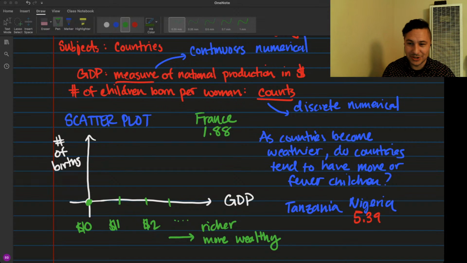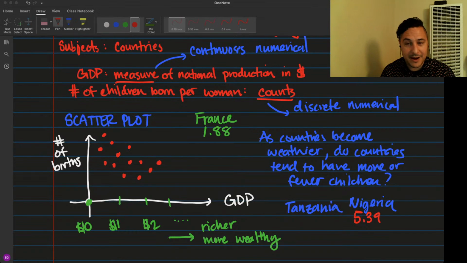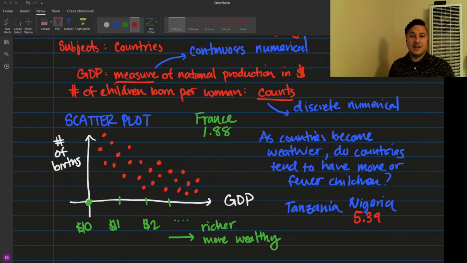And if you were to go and plot this, like if you were to put dots, here's a country, here's a country, here's a country, and you were to look at all of the different countries, you would notice that there's a relationship between how wealthy they are and how many children they tend to have. And in fact, the wealthier a country is, the fewer children women tend to have. Okay, you would see that it looks something like this.